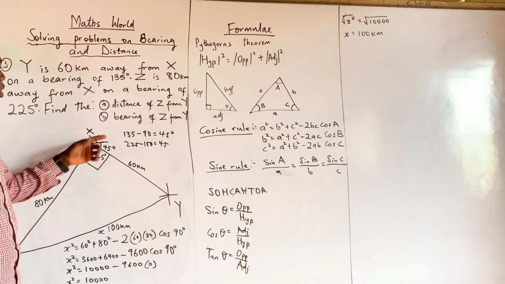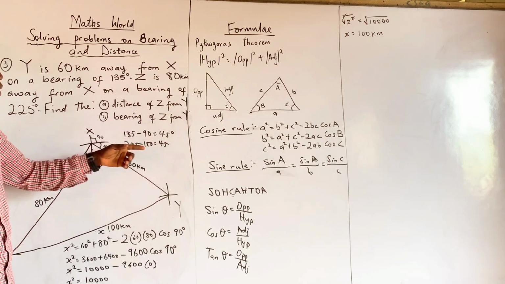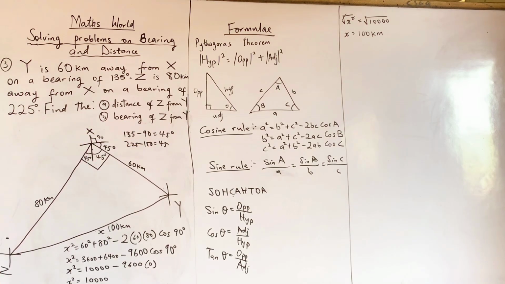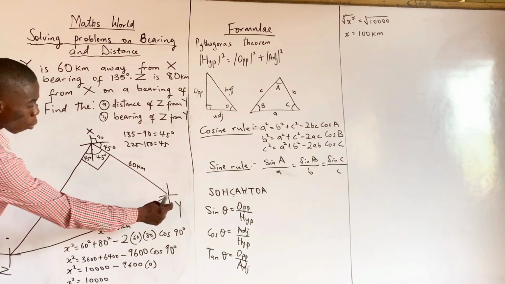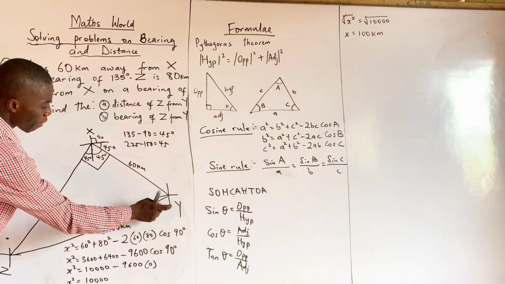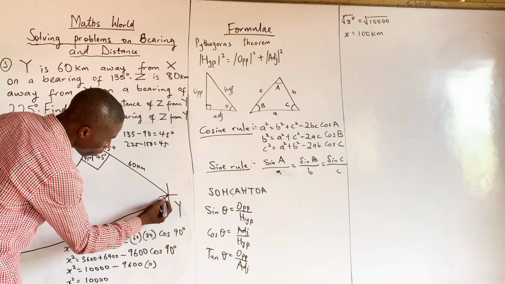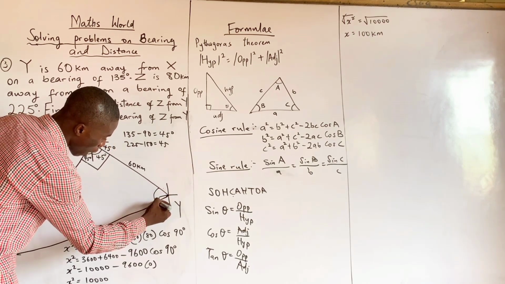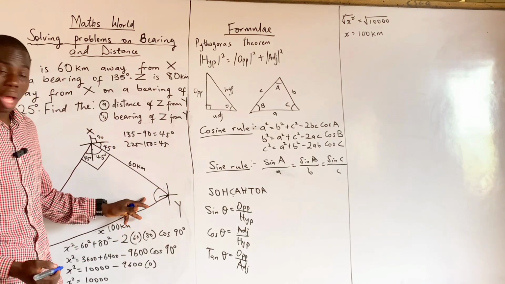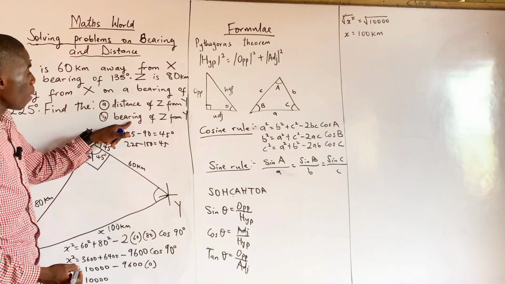The second question says the bearing of Z from Y. What is the bearing of Z from Y? Remember, this is Z from Y. So I'm going to find this total angle now. Let me draw this place very well. I'm looking for this angle here, because it said bearing of Z from Y.